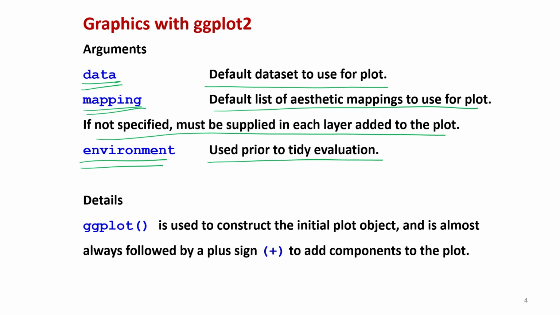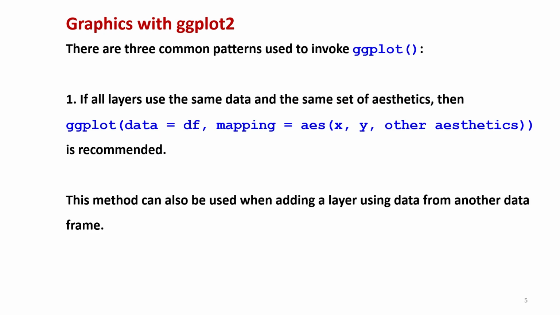And besides those things, there is an important aspect that this ggplot function is used to construct the initial plot object, and after that it is usually followed by a plus sign like this one to add components to the plot, right? You write the ggplot function, then plus something and so on, and then gradually you can add different features to the graphic and the plot.